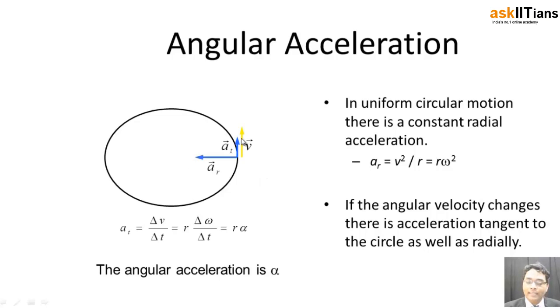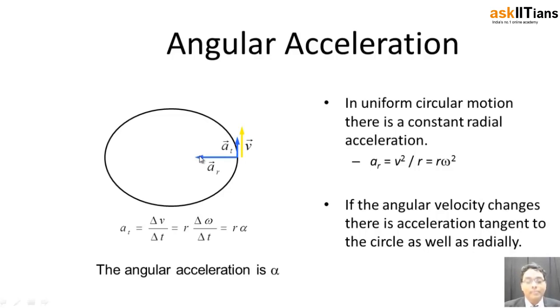There is going to be a tangential acceleration as well. Tangential acceleration is basically the normal linear acceleration, which is nothing but the change in velocity with time. That can be written as r times alpha, where alpha is your angular acceleration. The radial acceleration acts towards the center. In uniform circular motion, there is a constant radial acceleration which is always directed towards the center. Mind you, constant radial acceleration means the magnitude is constant, not the direction. Further, if the angular velocity changes, there is acceleration tangent to the circle as well as the radial acceleration, right?